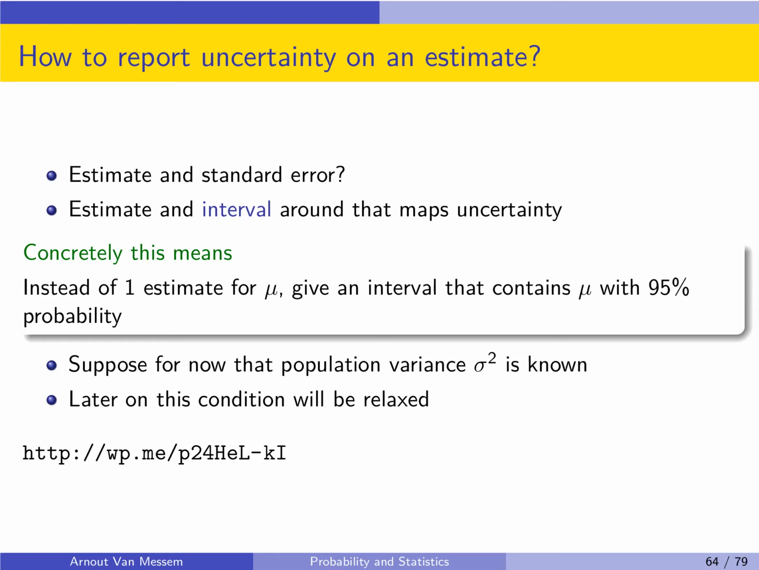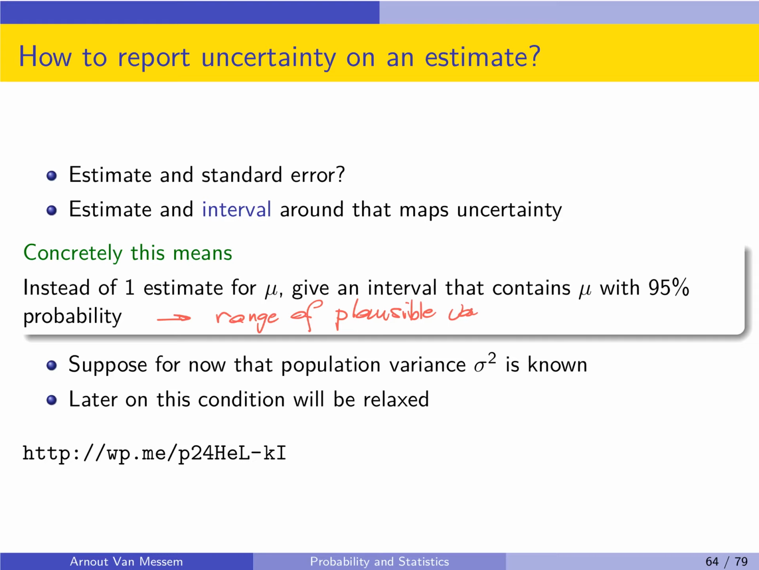We could give the estimate and a standard error. But then again, just these two numbers are very difficult to interpret and do not give any intuitive idea about a value for a population parameter. Therefore, it would be better to report the estimate and an interval around that estimate that maps the uncertainty. So instead of giving only one estimate for, in our case, mu, the population mean, we will give an interval of estimates that contains mu with 95% probability.